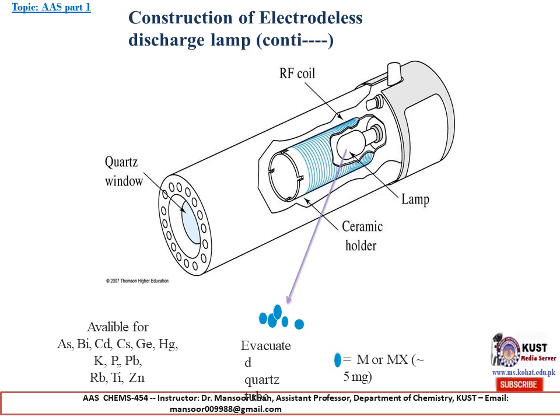The evacuated quartz tube contains about 5 milligrams of the element. It is available for a very limited number of elements, for example arsenic, bismuth, cadmium, cesium, germanium, mercury, potassium, phosphorus, lead, rubidium, titanium and zirconium. So this is the whole construction of the electrodeless discharge tube. It has different components arranged in a specific way.